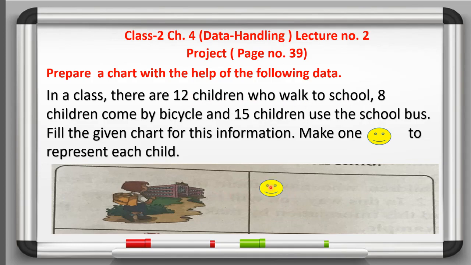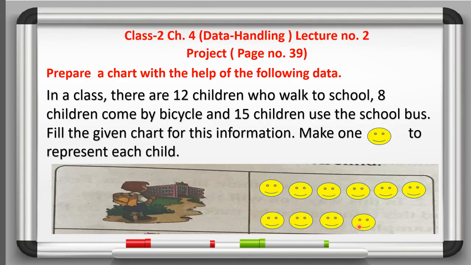So 1, 2, 3, 4, 5, 6. Okay, 7, 8, 9, 10, 11, 12. Okay beta, so in this way we can represent one child for one smiley. Understood beta?